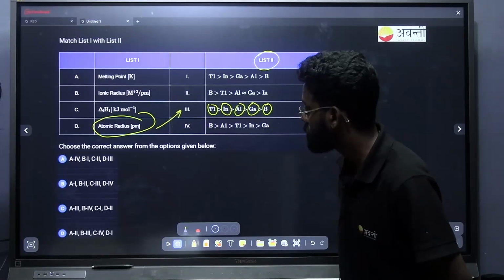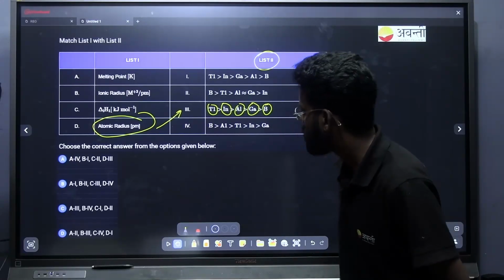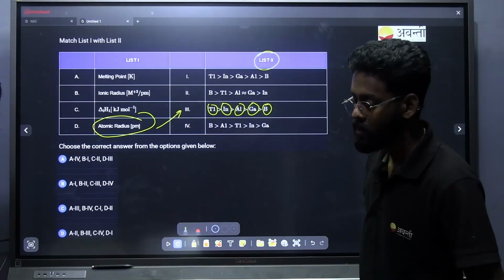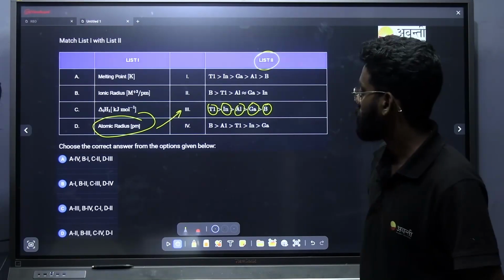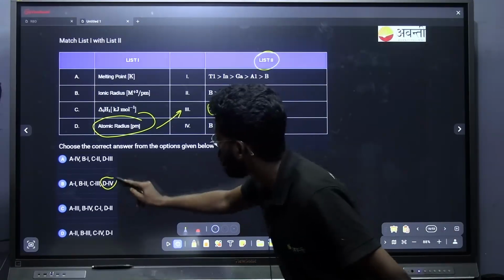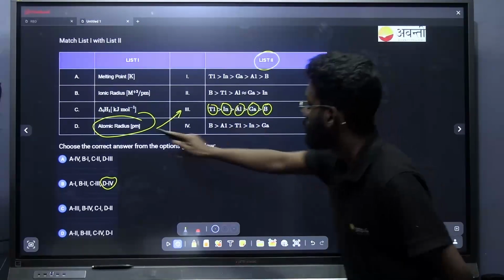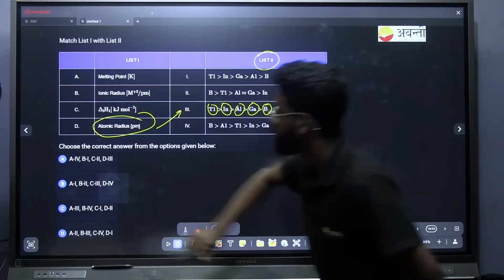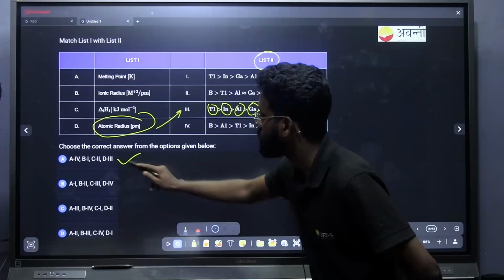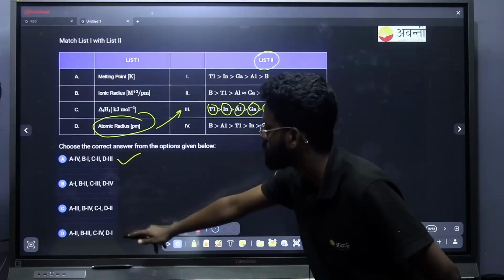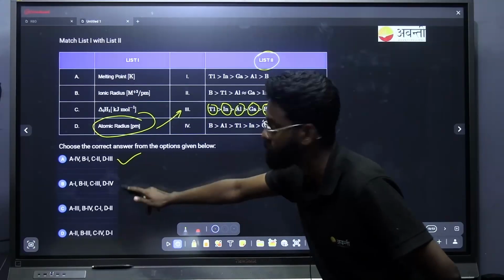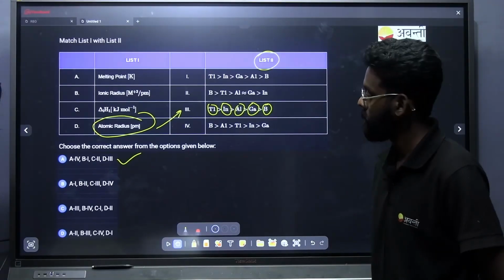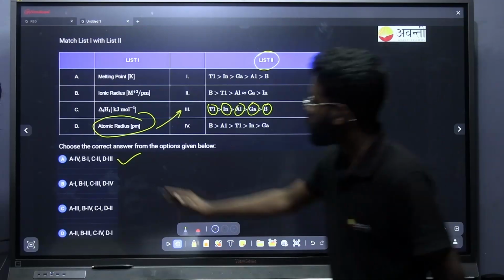Option B, second. How can it be option B? Option D is matching with the fourth, which is the last one. Option D is matching with the third one. So option A. There is no other options. You can see D is matching with the 3. Got it? So you can go with option A.